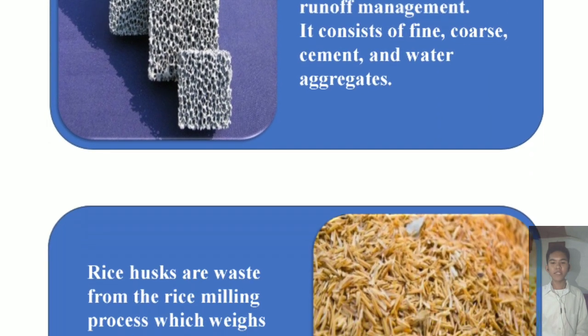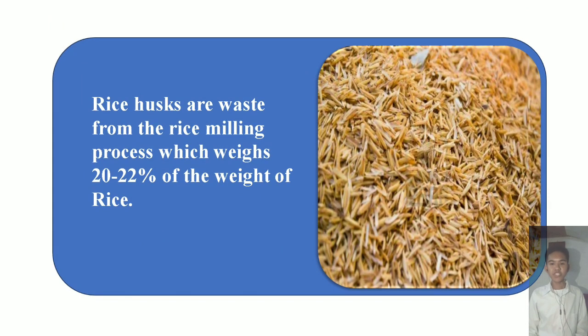One of the natural resources used is rice husk. It is a cheap material collected from agricultural waste, which can be used for concrete. When processing rice through a milling machine, a byproduct is produced in the form of rice husk. These are waste from the rice milling process, which weighs 20 to 22% of the weight of rice. Every ton of dry rice produces 300 kilograms of rice husk, meaning the production of rice husk is about 30% of the total weight of the rice harvest.